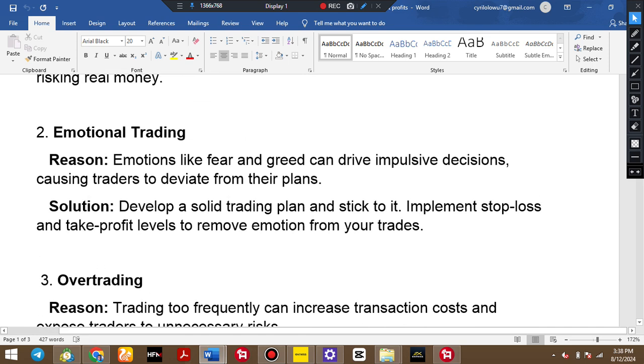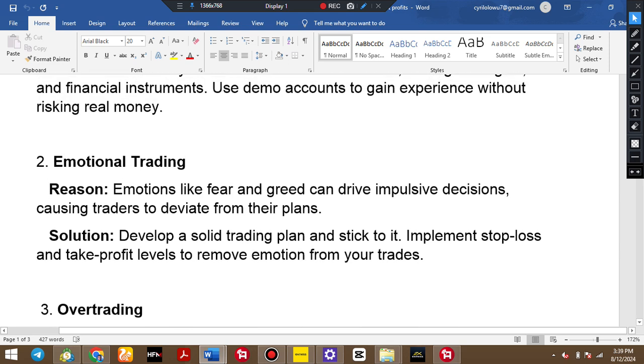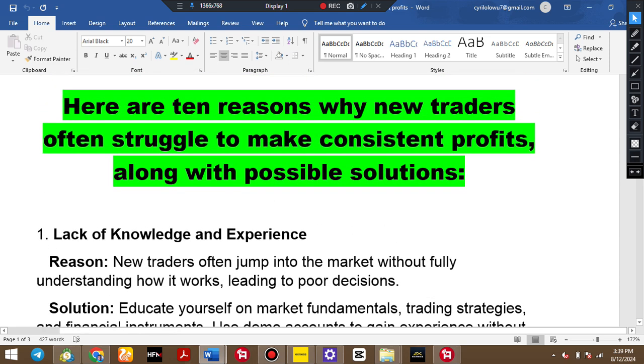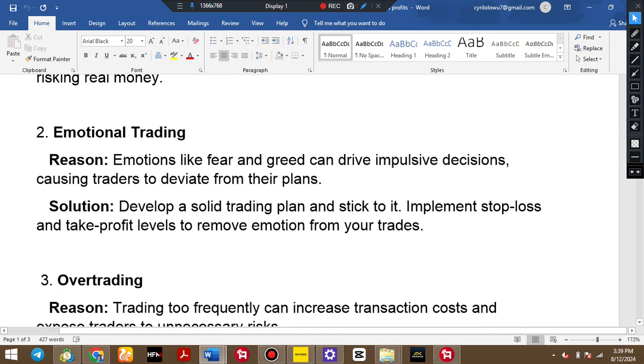Number two is emotional trading. That is another reason why some traders are inconsistent when it comes to profit. Emotional trading. Reason: emotions like fear and greed can drive impulsive decisions, causing traders to deviate from their plans. Solution: develop a solid trading plan and stick to it. Implement stop loss and take profit levels to remove emotion from your trade.